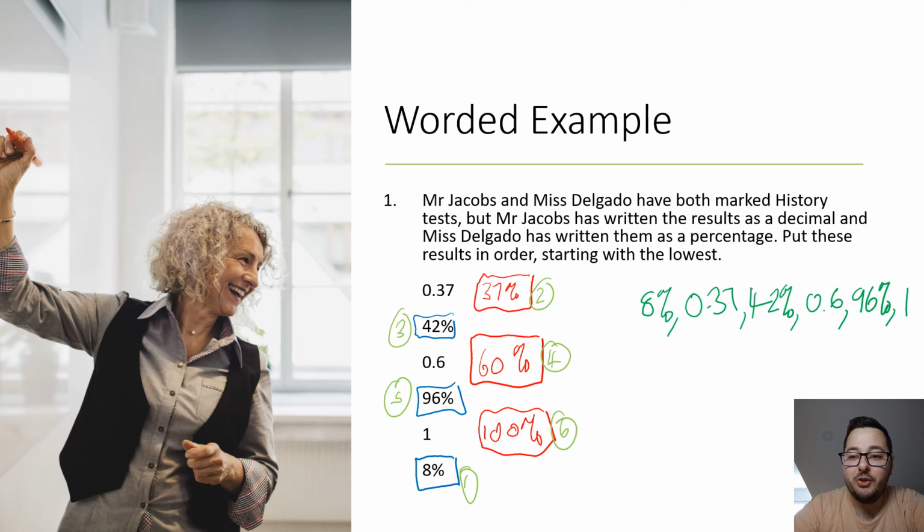Okay, so hopefully you found that useful. So remember, if you're going from a decimal to a percentage, you times by 100. And if you're going from a percentage to a decimal, you divide by 100.